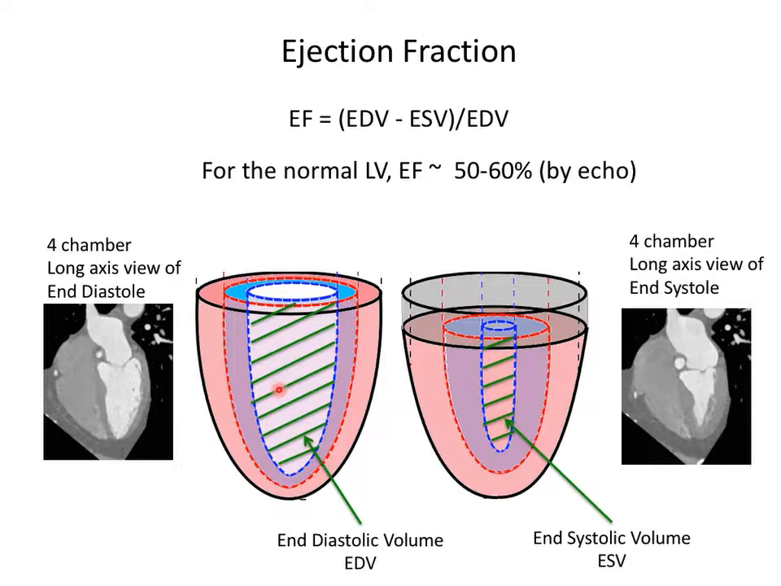Normal EF in echo is about 50 to 60%. If you do EF with CT, you get a different number actually, because you count more of the pixels, and it's usually around 70%. That is the CT normal ejection fraction.